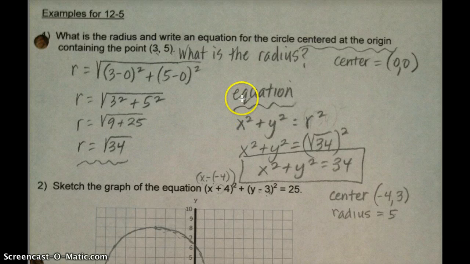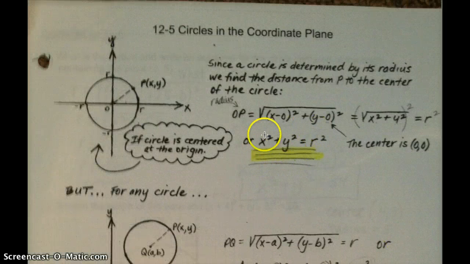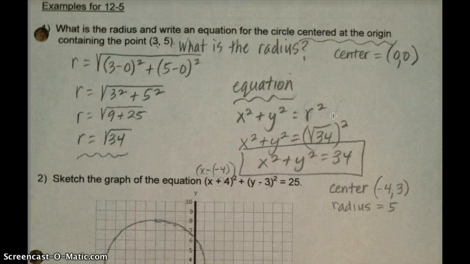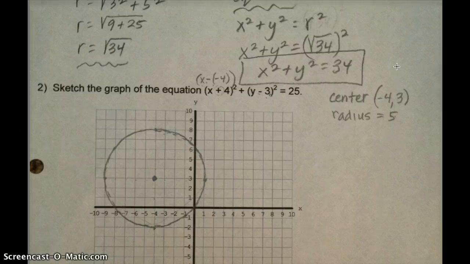So then when we put it into our equation, we go back to the equation of a circle with the center at the origin here. We can use that and just have x squared plus y squared equals r squared. But then when we square r here, we get the square root of 34, and that is squared, so we just get 34. So this would be our equation for the circle. So it also asks to write the equation of the circle, and that is when our center is not at the origin.